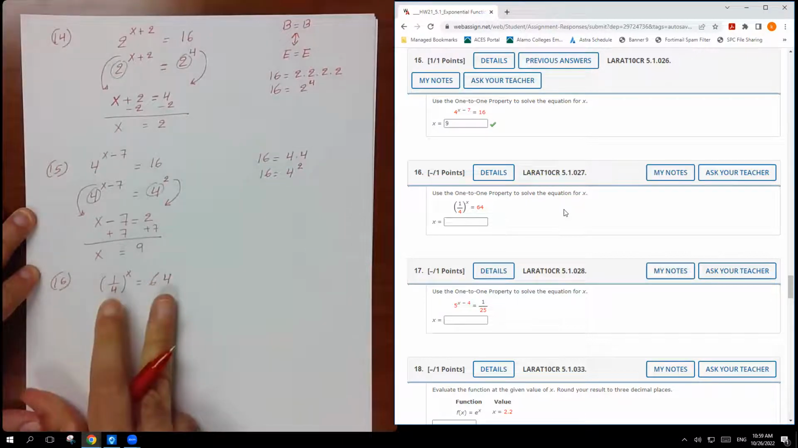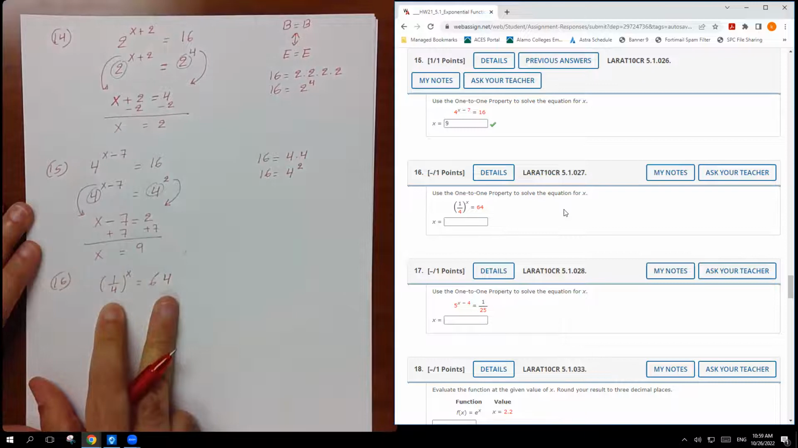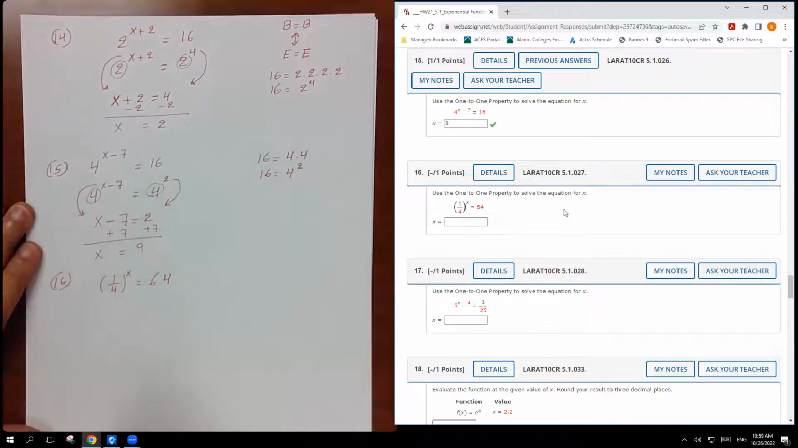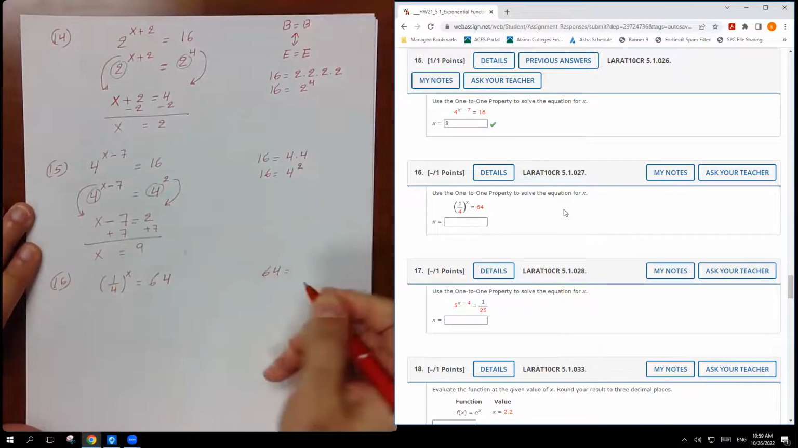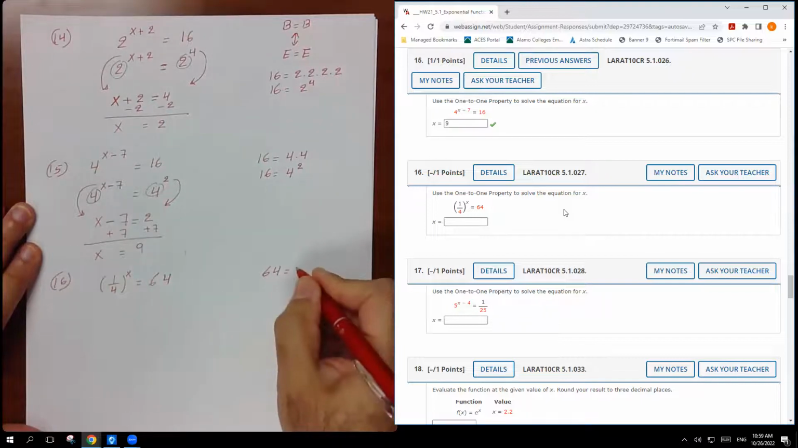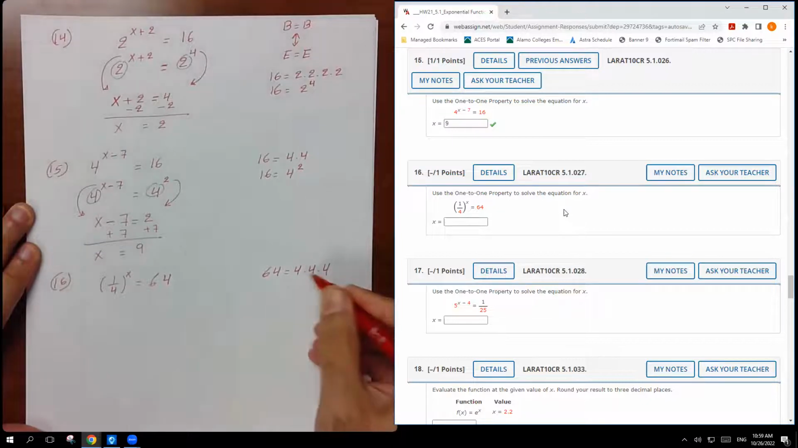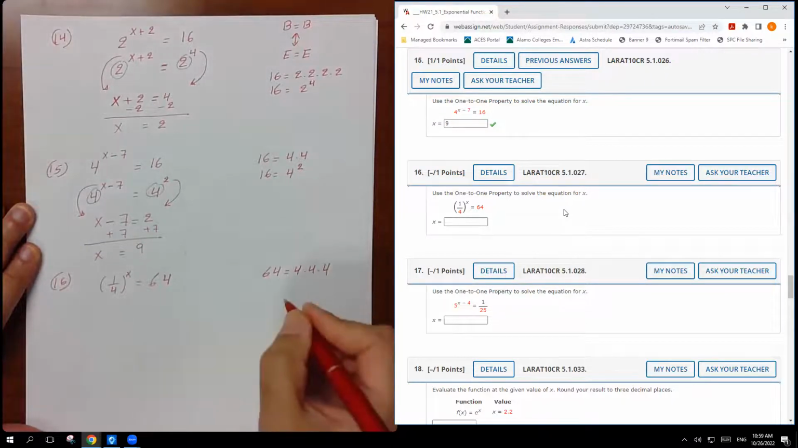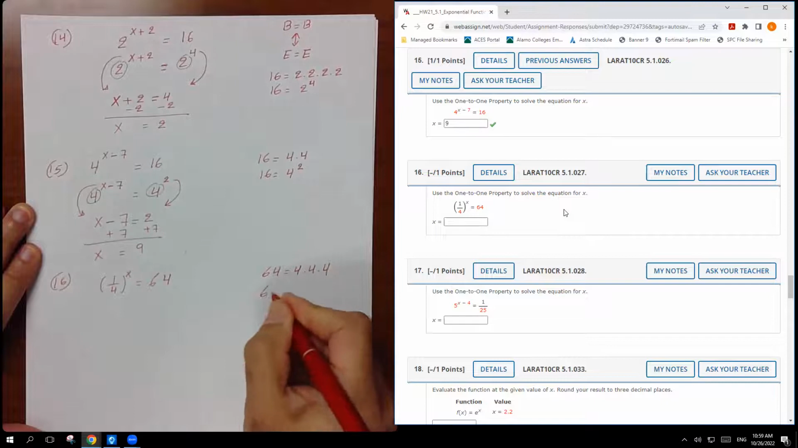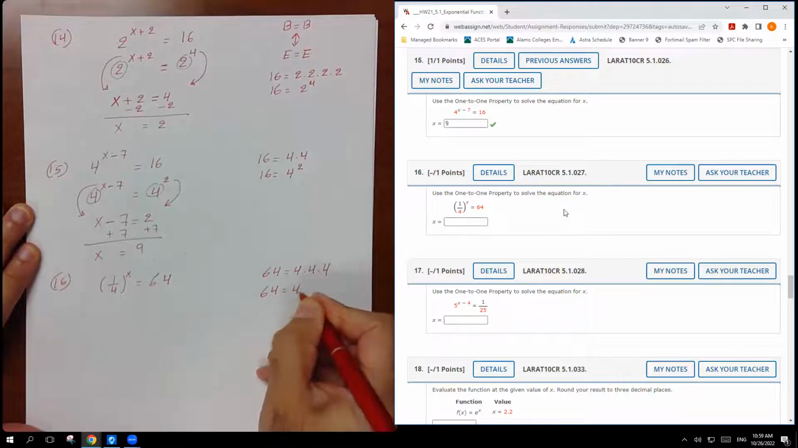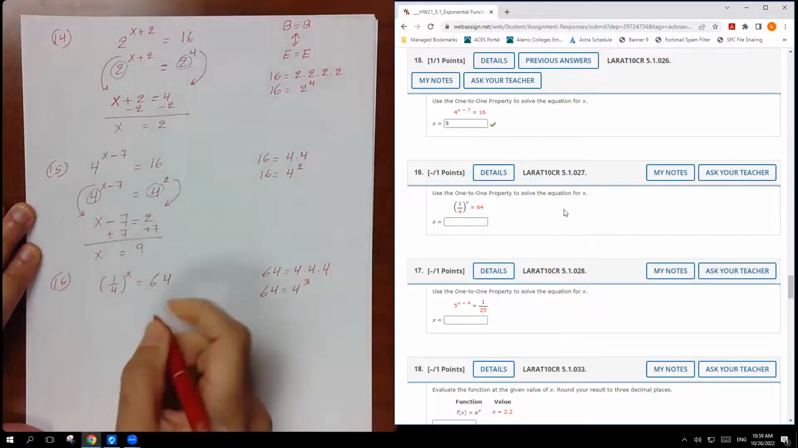Now I need to get equal bases. That's my goal. For this side, 64 is equal to 4 times 4 times 4. 4 times 4 is going to be 16. 16 times 4 is 64. That means 64 is 4 cubed. This is the right side.